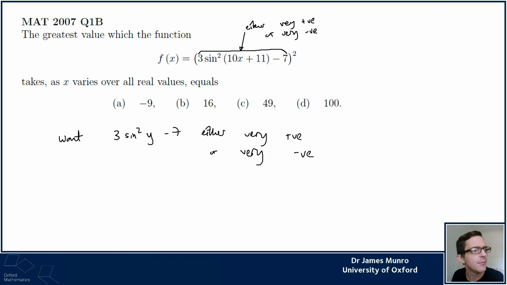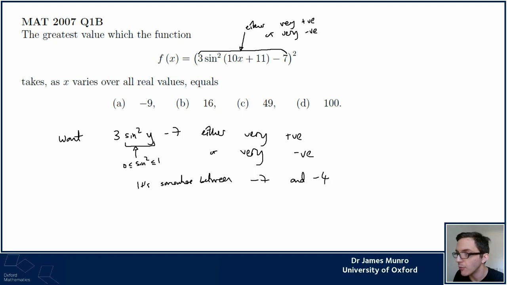Okay, sine squared y, where does that go? If y is any real number, I know that sine y is somewhere between -1 and 1, but this is sine squared, so those negative values of sine will get squared, and this thing is somewhere between 0 and 1. So I suppose 3 times this minus 7 is somewhere between -7 and, when sine squared is 1, -4.